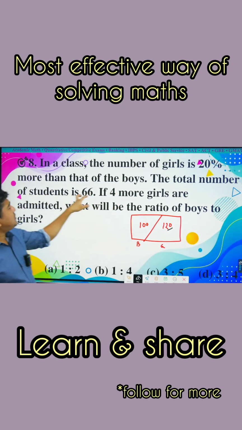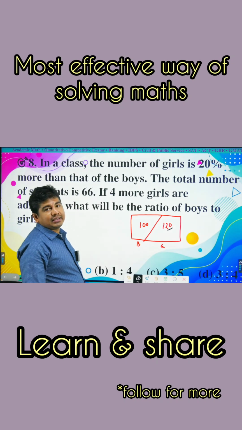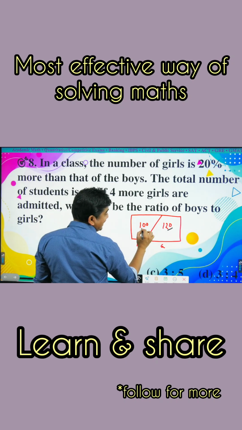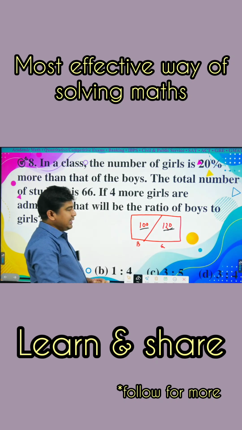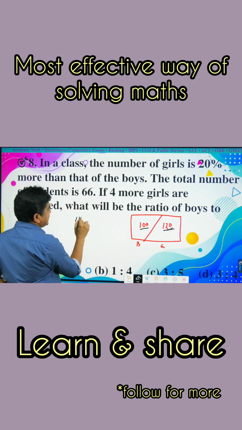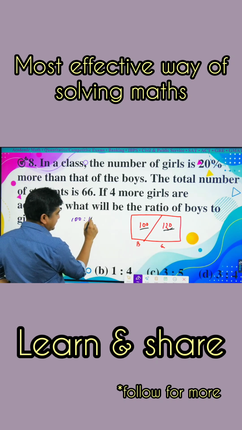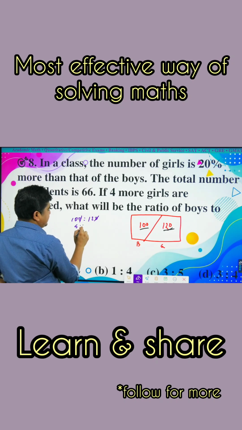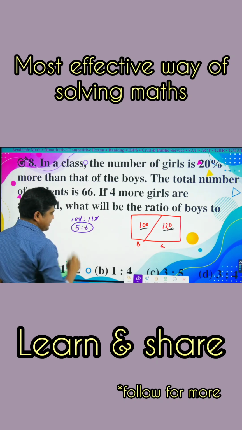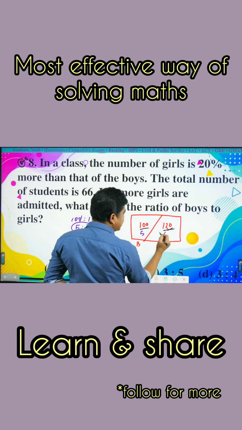The total number of students is 66. So if the boys is 100, then girls is 120. That means the boys and girls ratio equals 100 is to 120. If we simplify it, we get 5 is to 6. The boys and girls ratio equals 5 is to 6. If the boys is 5, then girls is 6.